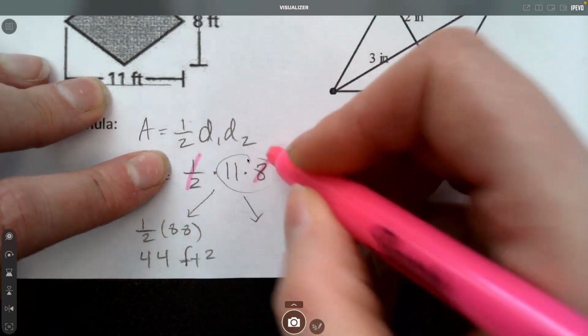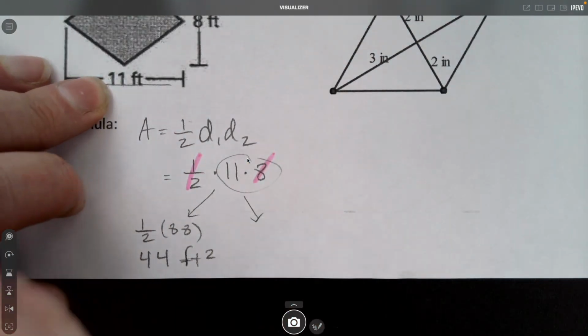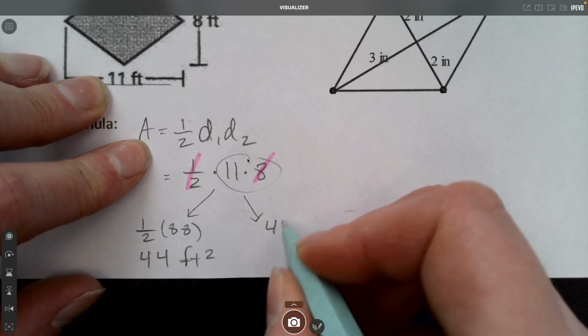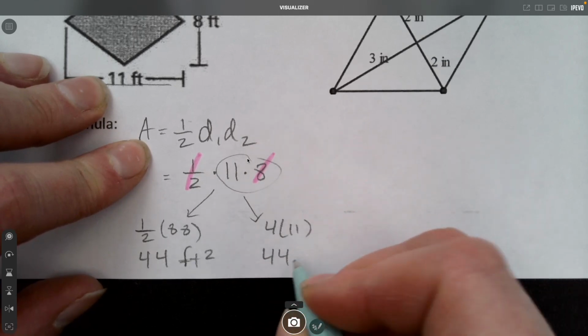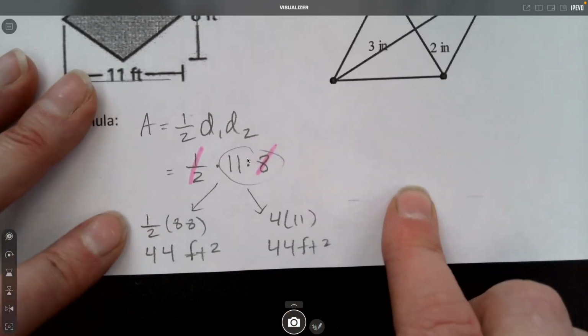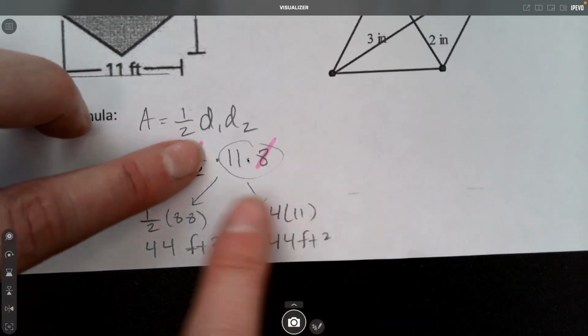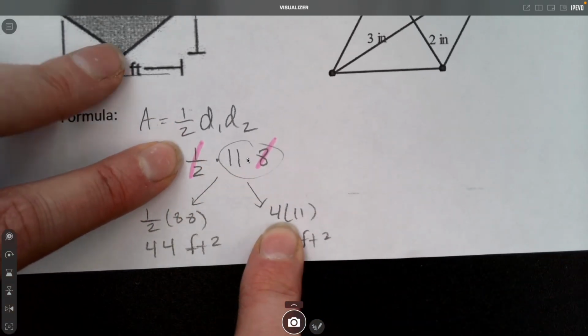So 1/2 times 8 would be a 4, and then I would multiply 4 times 11 and get 44 feet squared. So you do not have to work this problem out 2 ways. Just pick the method that works better for you. A lot of people like to do this one because then I don't have to get a calculator.